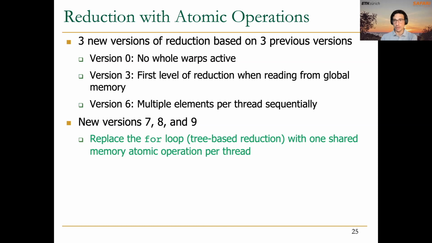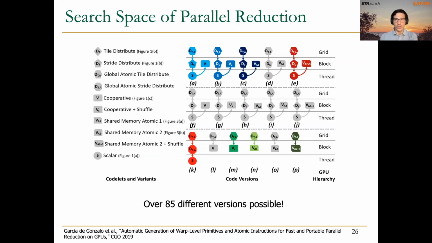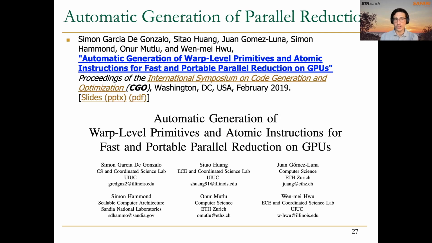So there are some advantages, and this performance improvement was due to the fact that atomic operations to shared memory were greatly improved in the Maxwell architecture. But as I said before, we are going to talk about that later in this lecture. We did a very thorough analysis of the search space of parallel reduction with 85 different possible versions, and with compiler support for automatic generation of these parallel reductions using warp shuffle primitives, warp shuffle operations, and atomic instructions. This is a paper that we presented at CGO 2019, and definitely a recommended reading.